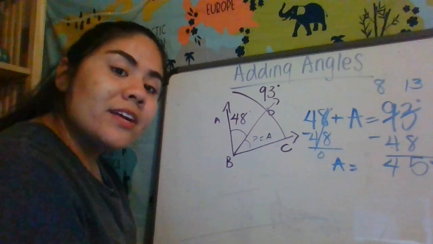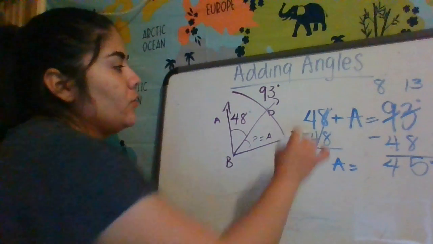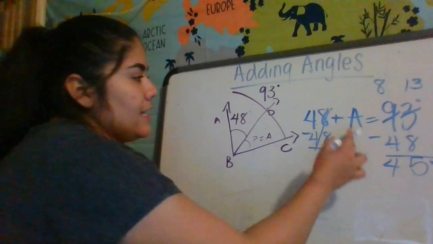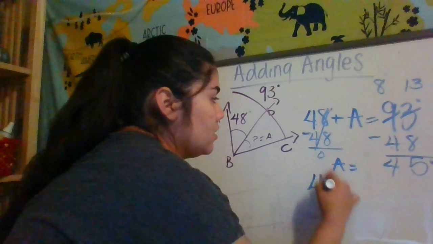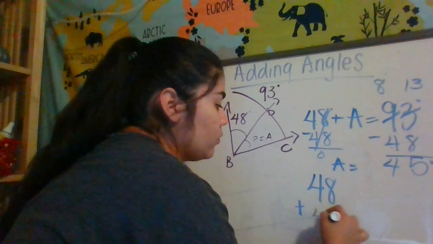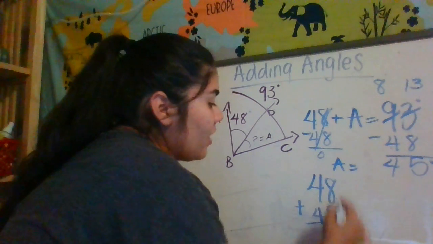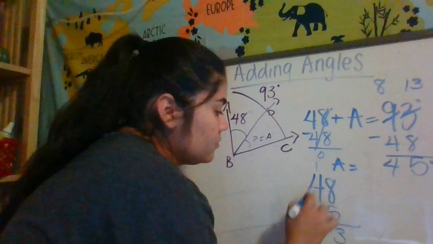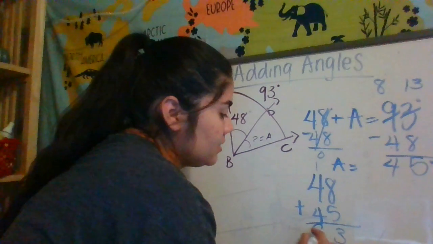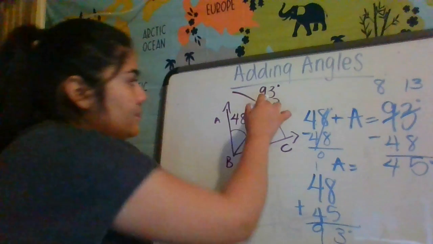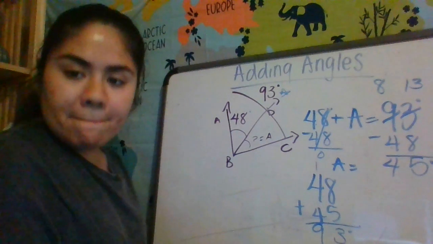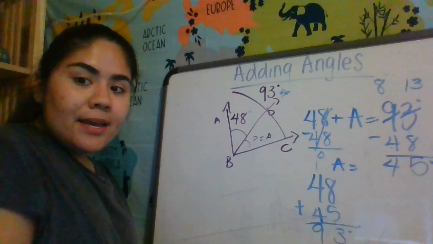Now, Ms. Alvarez, how do I check my work? You can add 48 plus A and see if it equals 93. So 48 plus 45, 5 plus 3 equals 13, 4 plus 4 equals 8, plus 1, 93. Okay, pretty simple.